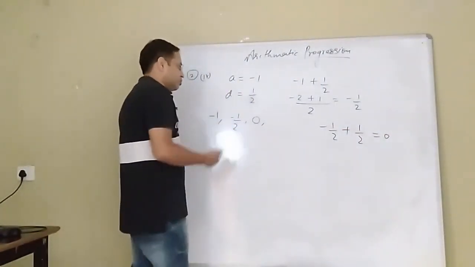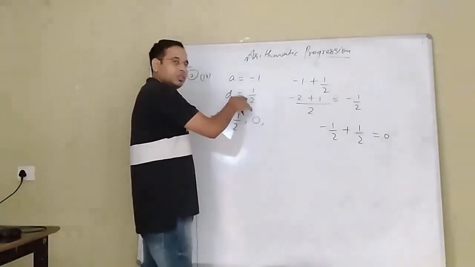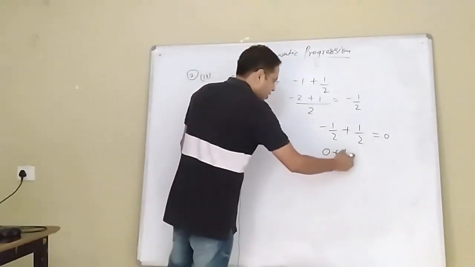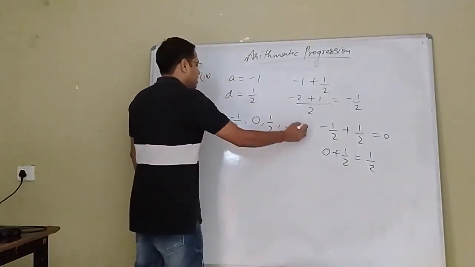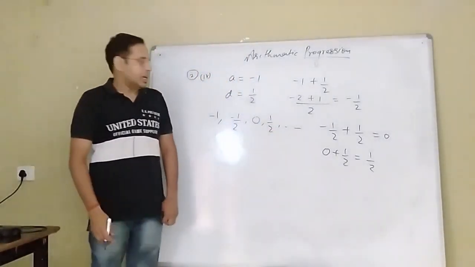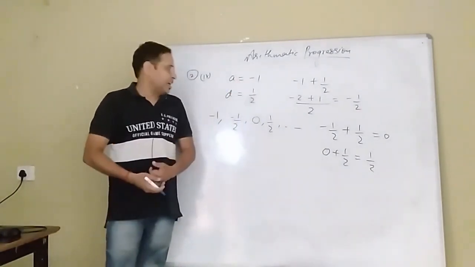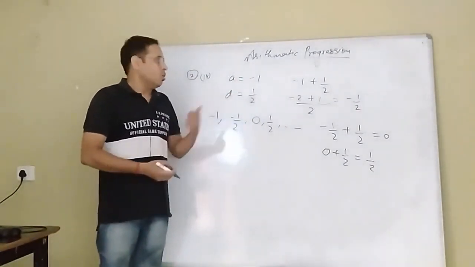Let's go further to find out the fourth term. We have to add the common difference, that is 1 by 2, to get the fourth term, which will be 1 by 2. So these are the four terms of this given arithmetic progression, whose first term is minus 1 and the common difference is 1 upon 2.